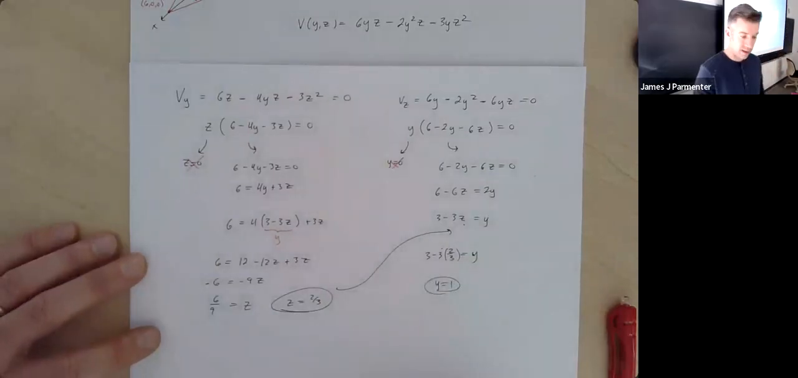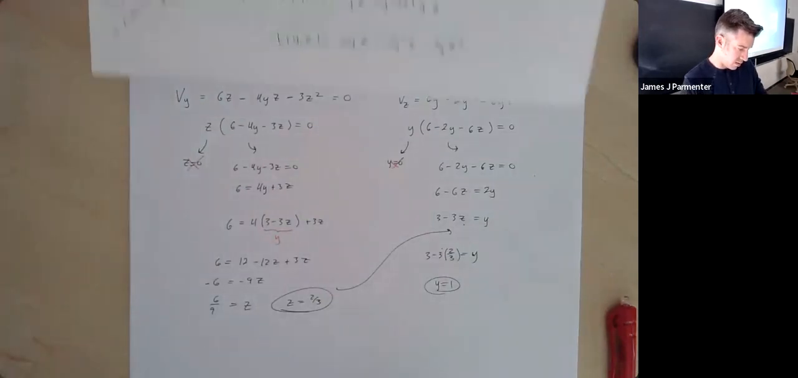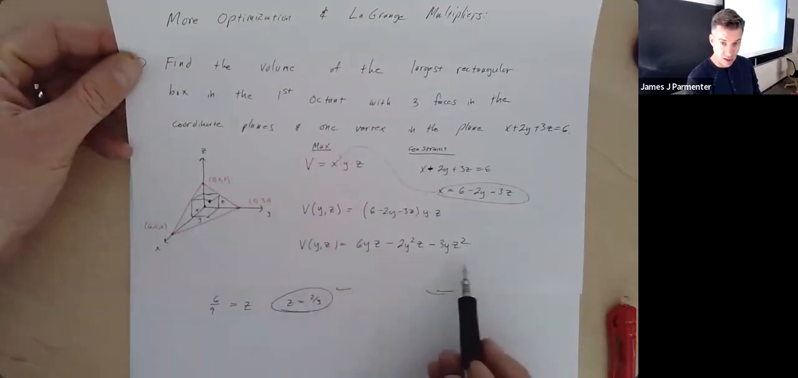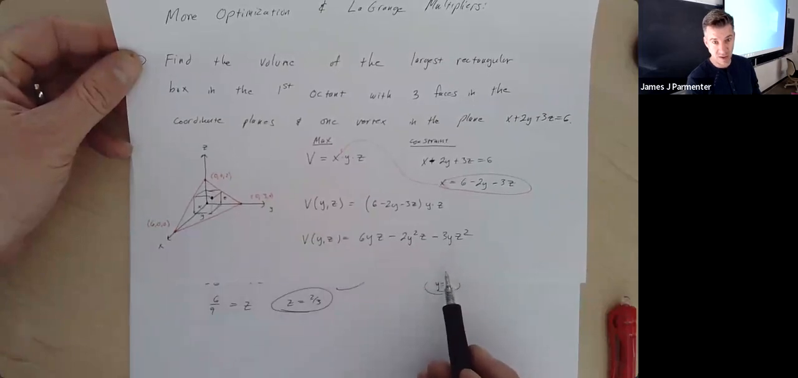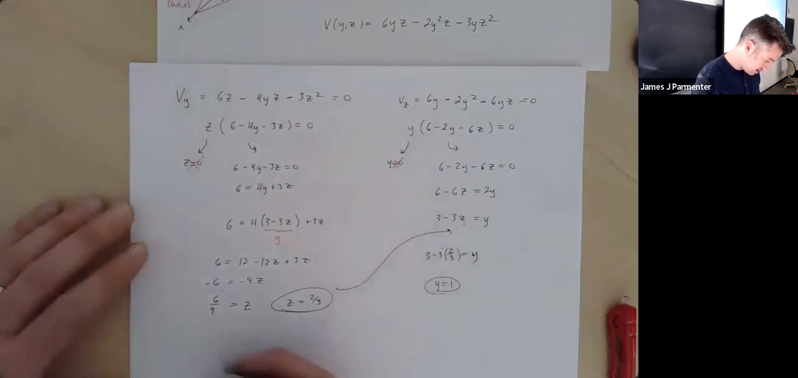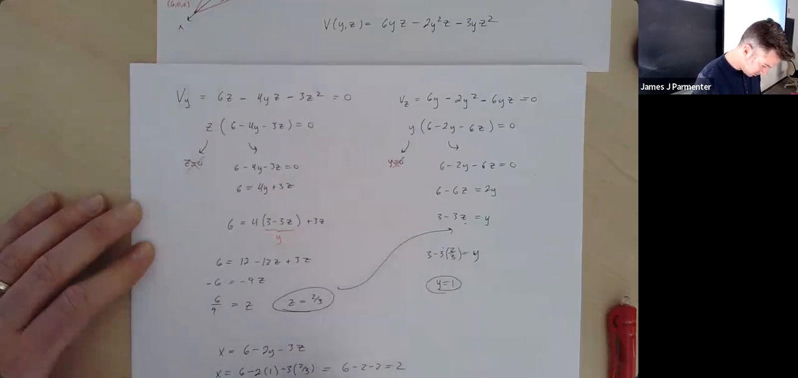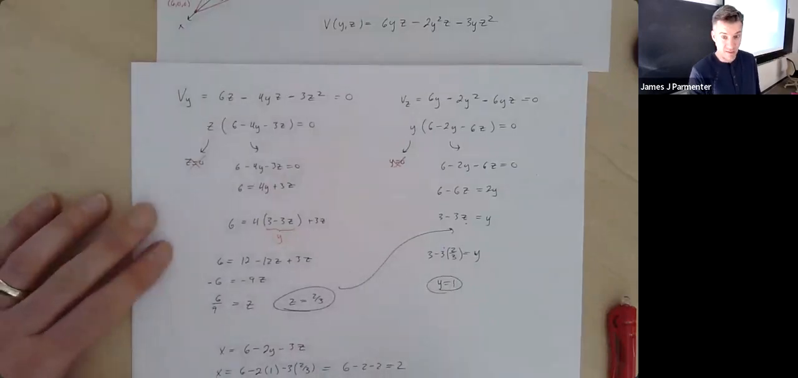What we could do at this point is go back and plug that into our volume equation here and find what the volume is. I kind of like knowing the dimensions too, even though this question doesn't ask for the dimensions. I would probably go find x and say x equals 6 minus 2y minus 3z. So x is going to equal 6 minus 2 times 1 minus 3 times 2/3, which is going to be 6 minus 2 minus 2, which is going to be 2. So x equals 2. And then we can just multiply those together to get the volume.